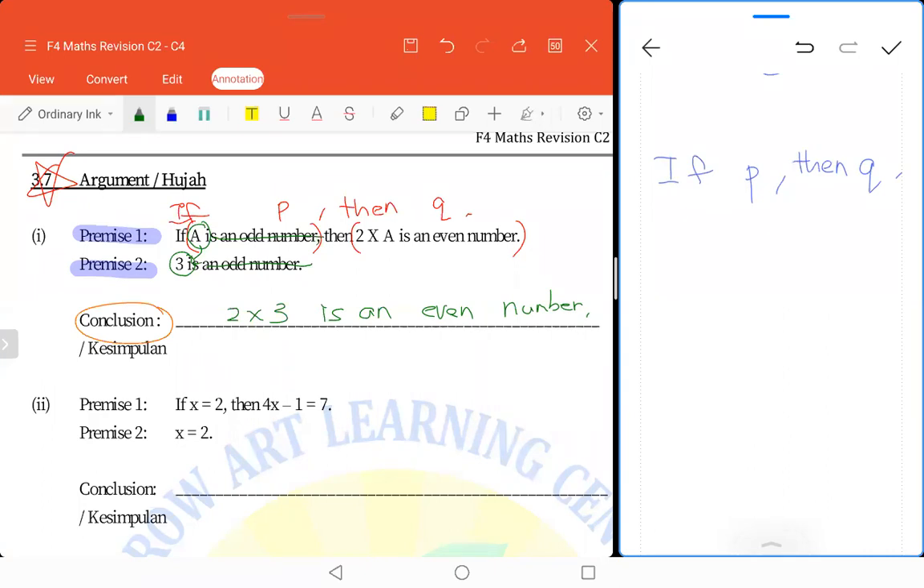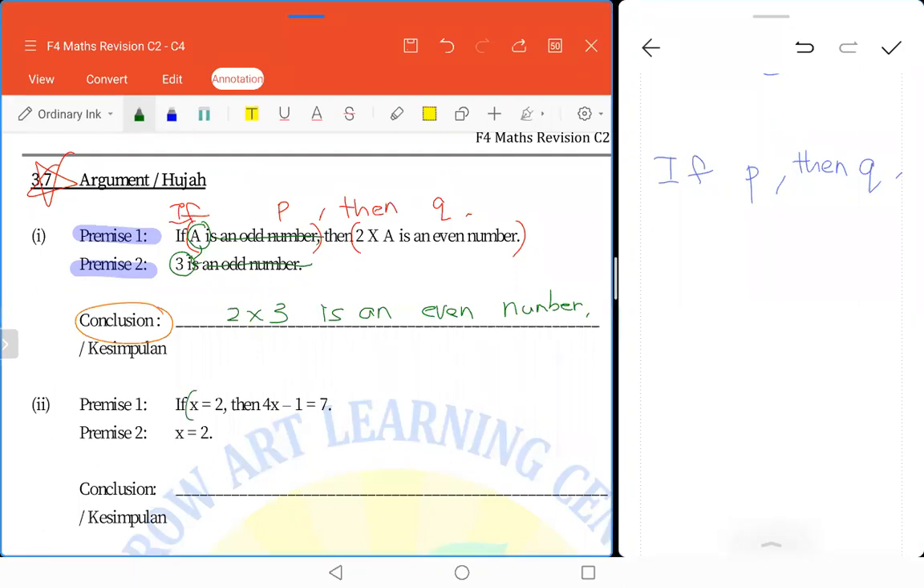Premise 1: If x equal to 2, then 4x minus 1 equal to 7. Premise 2: x equal to 2. So sentence P is repeated already. Conclusion, write back the sentence: 4x minus 1 equal to 7. That's all. That's the answer.